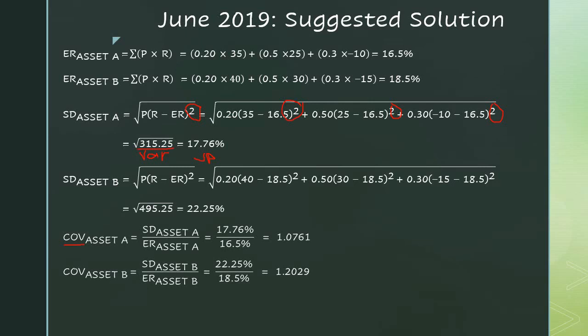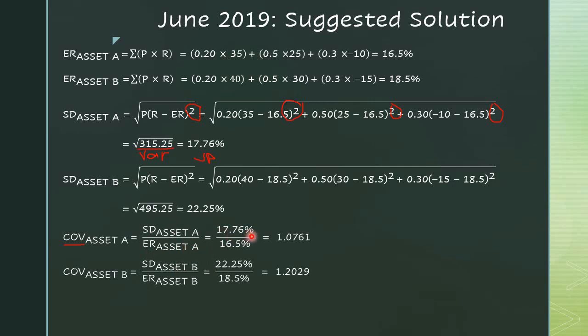The measurement of risk per 1% of return, meaning that for each 1% of return, how many percent of risk do I need to bear? So that's why it must be standard deviation divided by expected return. Do not put it upside down. It must be level of risk as the measurement of risk per expected return.